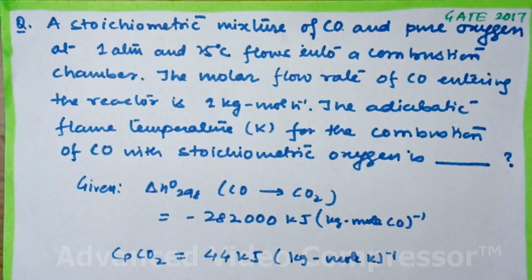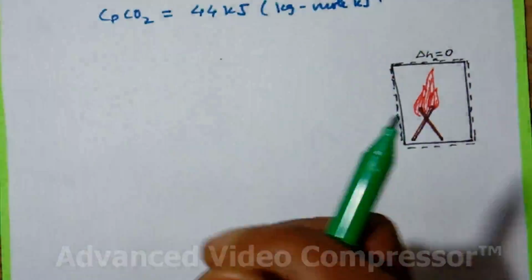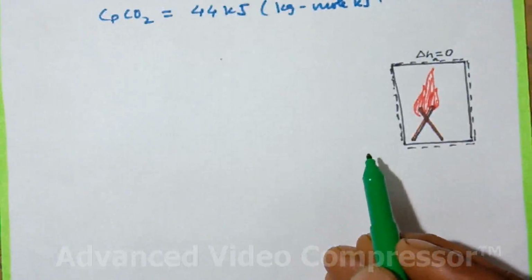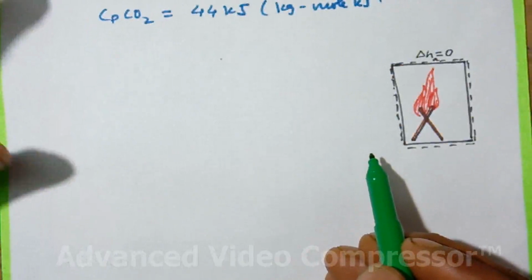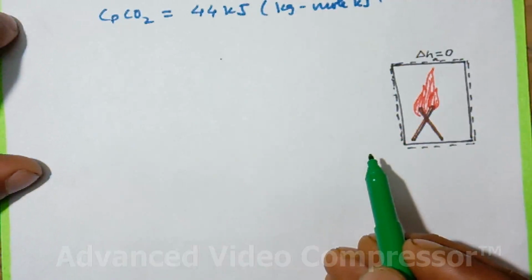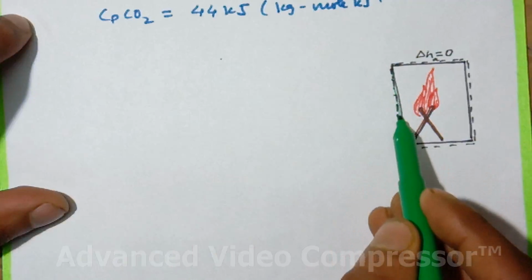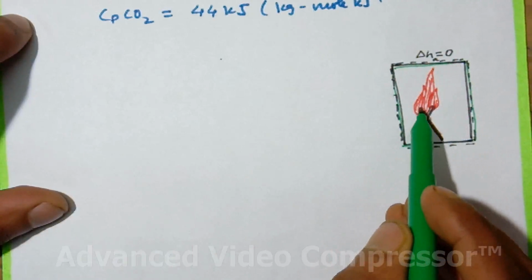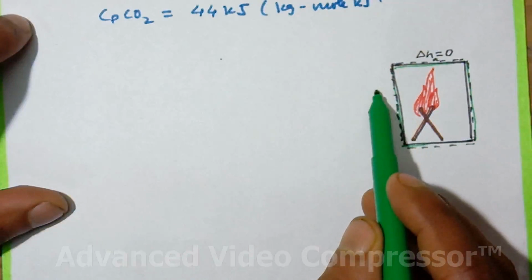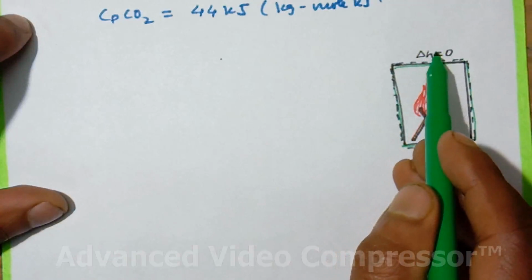Now, first we will try to understand what is adiabatic flame temperature. This concept is applied to combustion, and whenever a combustion takes place, there is a release of some energy, and it is assumed to be contained in a box. Here combustion is taking place, and no heat is flowing out of this box, so you can assume the enthalpy change is 0.